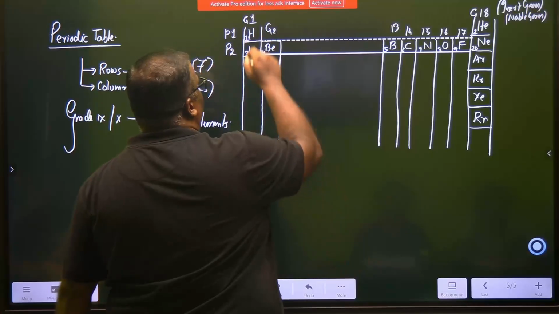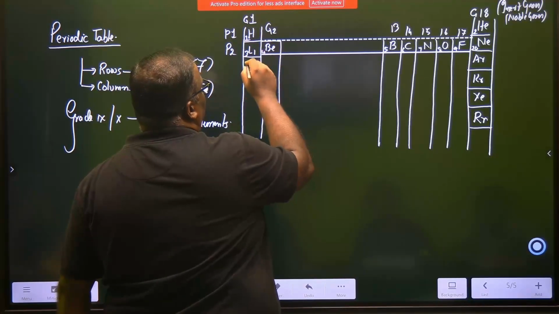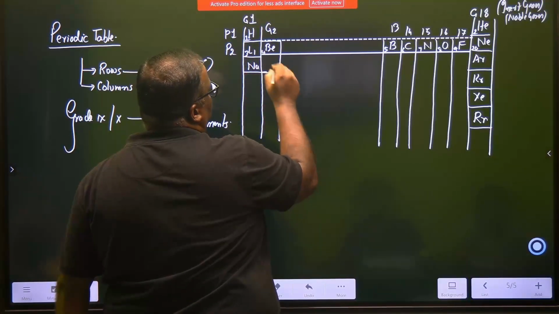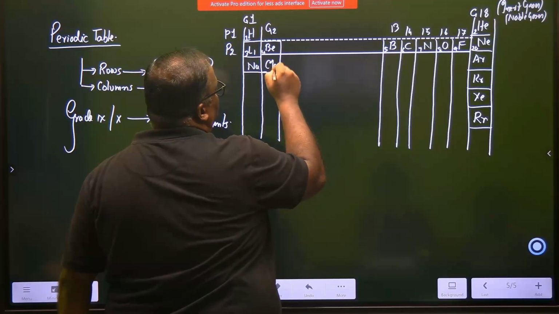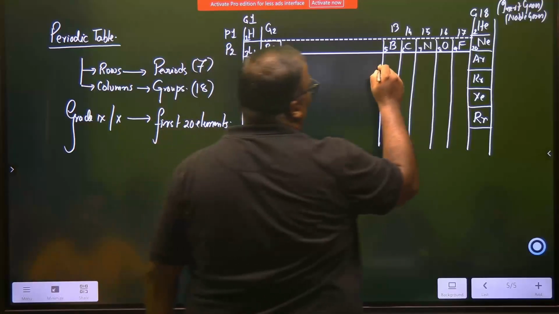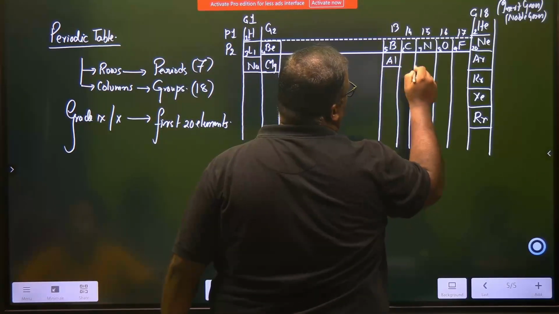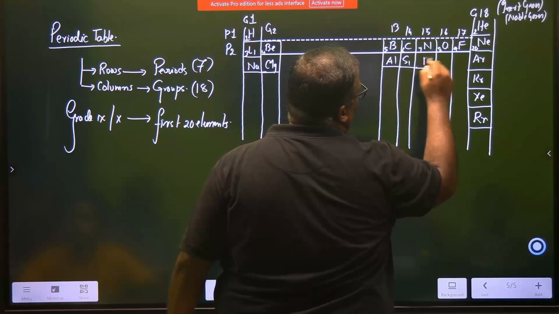Right? Next. Hydrogen, lithium. Then will come sodium. Here you will get magnesium. Okay. And then below boron you will get aluminium. Below carbon, silicon. Below nitrogen, phosphorus.